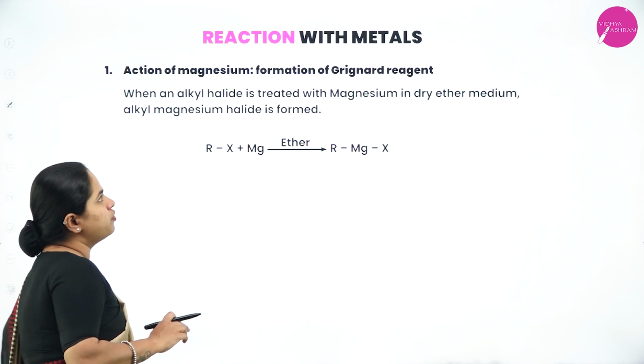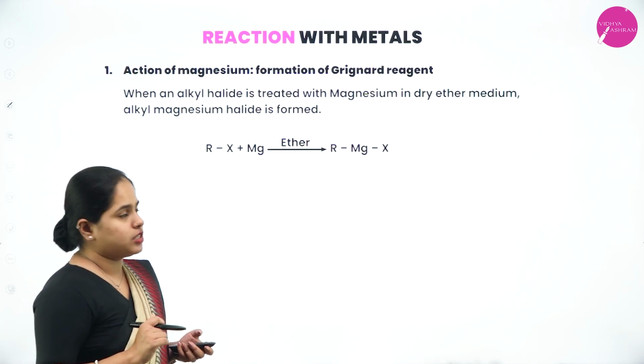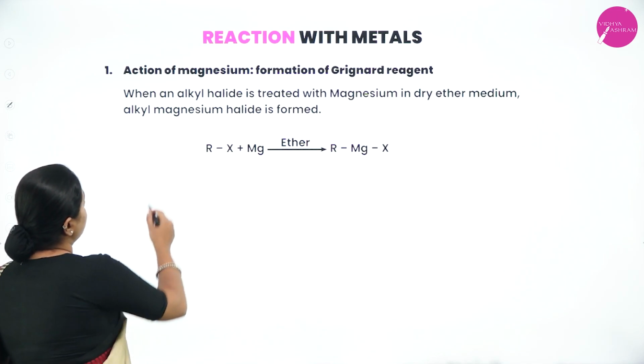Moving on to the next type of reaction, that is reaction with metals of haloalkanes. Okay. So, action of magnesium.